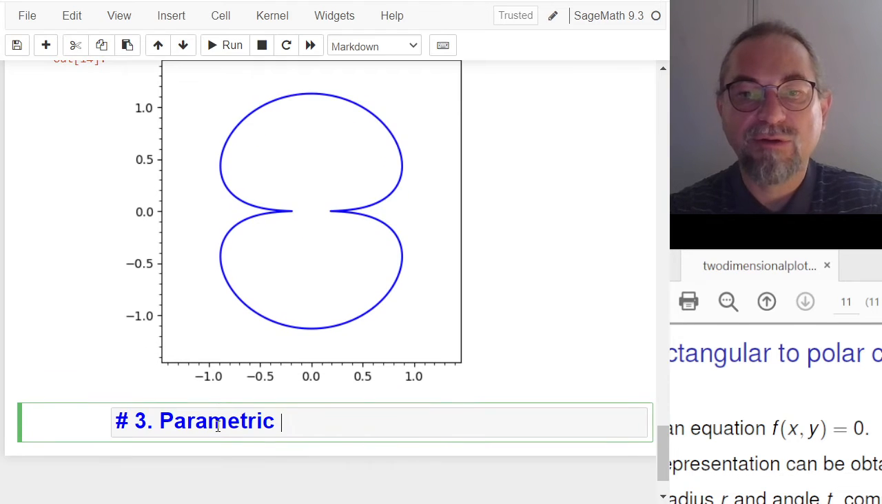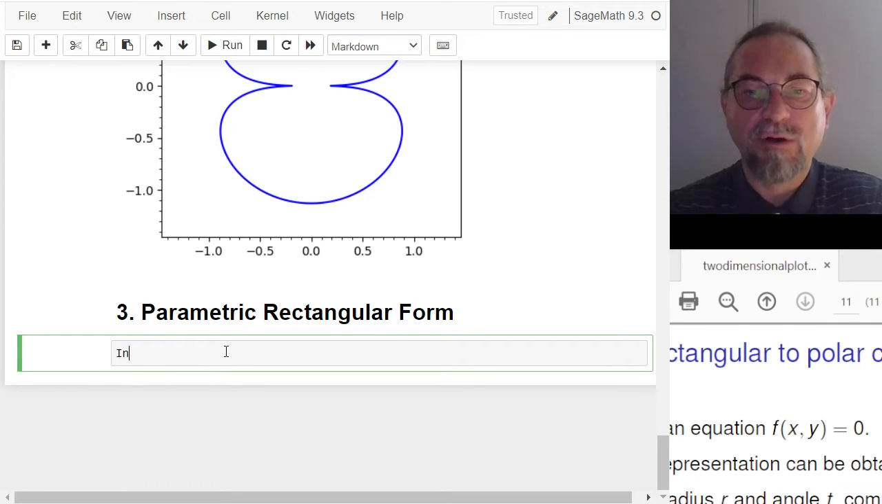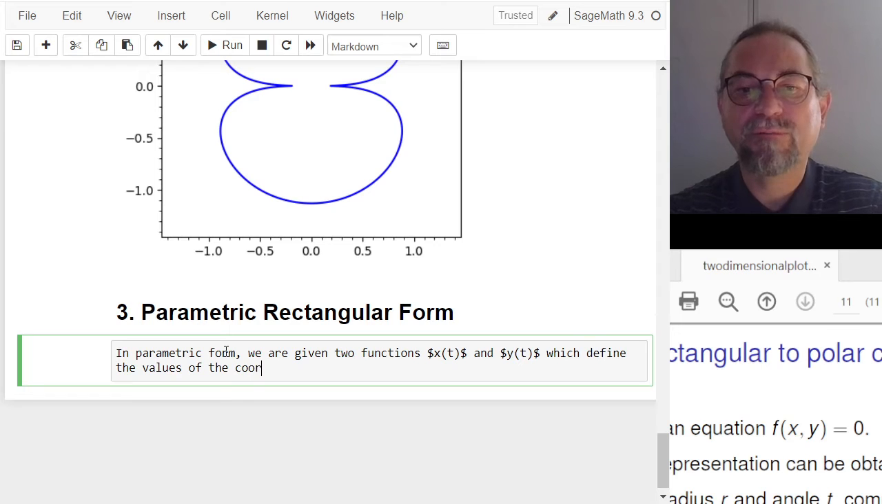Let me save that and go to the third type, and these are curves given in parametric rectangular form. So in parametric form, we are given two functions, x of t and y of t, which define the values of the coordinates x, y, on the curve for some range t.